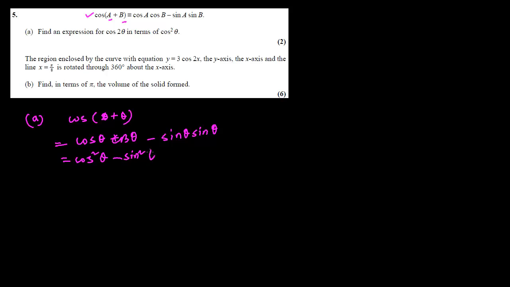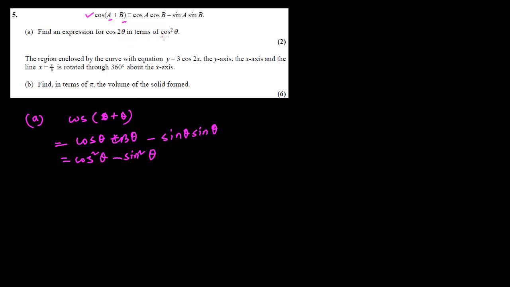The first question is to break down the double angle rule. For this, we need to use the sum of angles identity. We have cos 2 theta, and we're going to write it as theta plus theta. One theta is A and the other one is B. So we write it as cos A, meaning cos theta, times cos theta, minus sine A, meaning sine theta, multiplied by sine theta. This turns out to be cos squared theta minus sine squared theta.